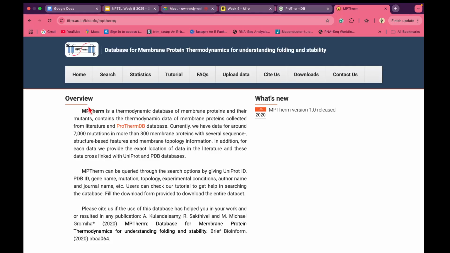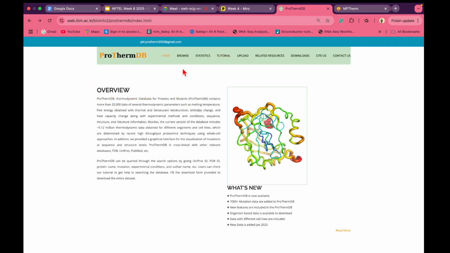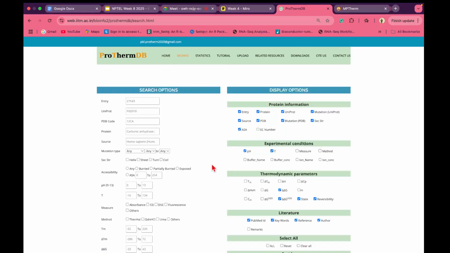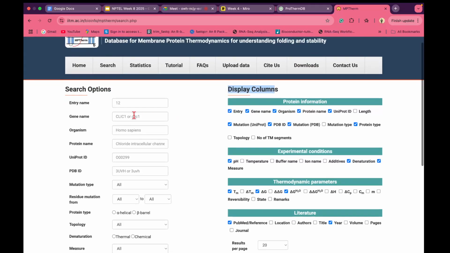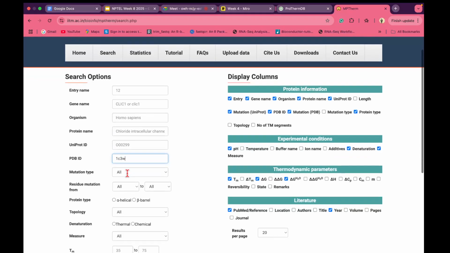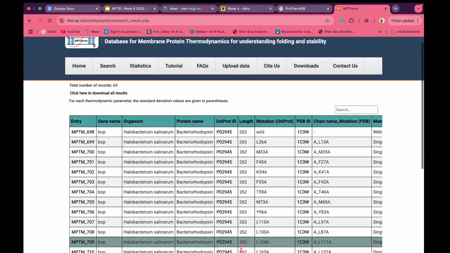So NPTEL is similar to Proteome, but this is a database that is specific for membrane proteins. It has search options similar to the search options of Proteome. We have search options in NPTEL as well, that is, options to search and columns to display. So here let me take the PDB ID 1C3W, select all and submit. So it gives information.